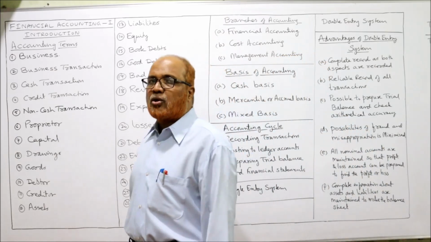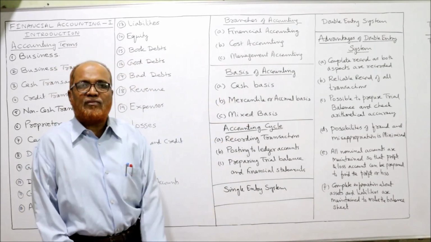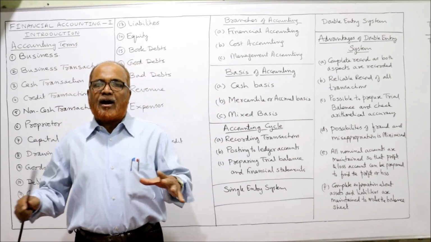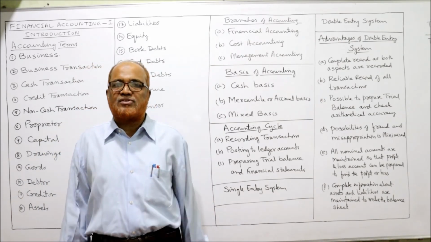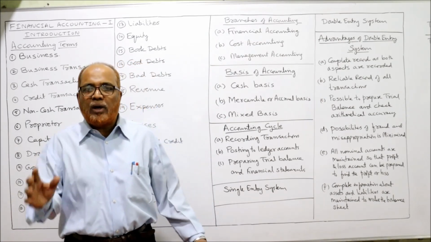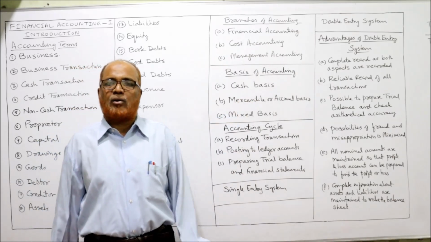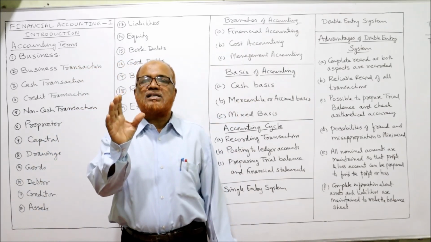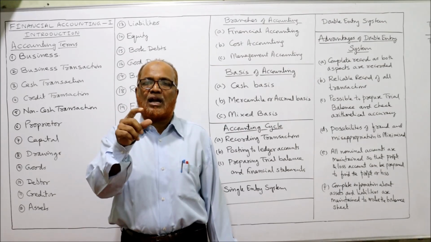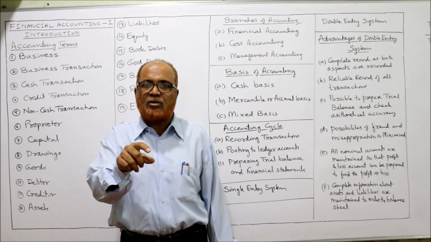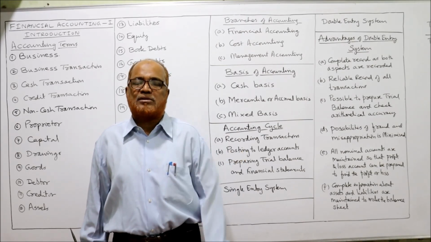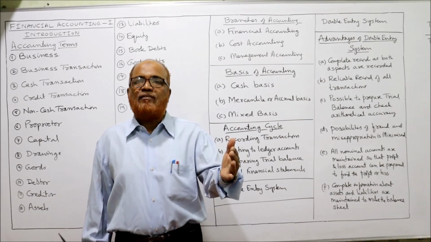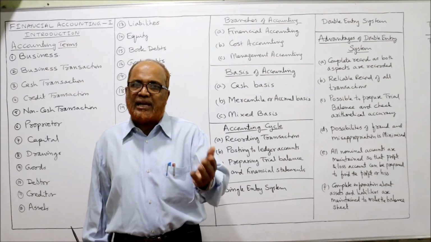So next topic is branches of accounting. See here, we have different branches of accounting for different objectives, different purposes. The oldest form of accounting was financial accounting. Financial accounting is concerned with recording the transactions in the books of accounts so that we can prepare financial statements. At the end of the year, we can make the profit and loss account, balance sheet.